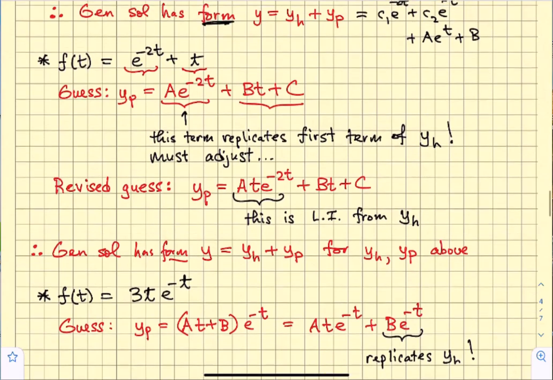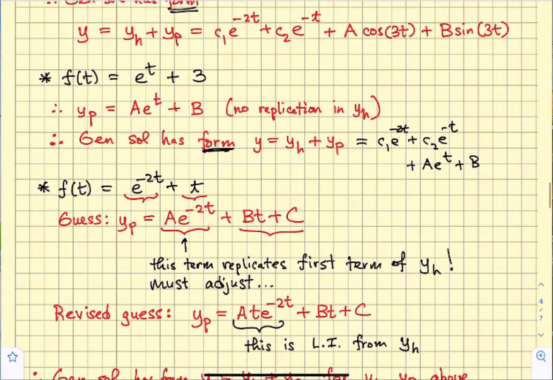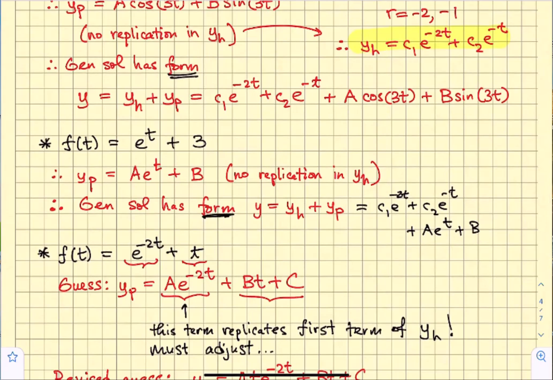And now we need to check for replication, so we look back up at our yellow. So looking here, we're looking at this compared to this, and we do see replication. This is a constant multiple of this. So there's replication right here. Notice this term is fine, no replication. This term is fine, no replication. But this term is replicating. This term is linearly dependent with a term in YH, so we must revise our guess.